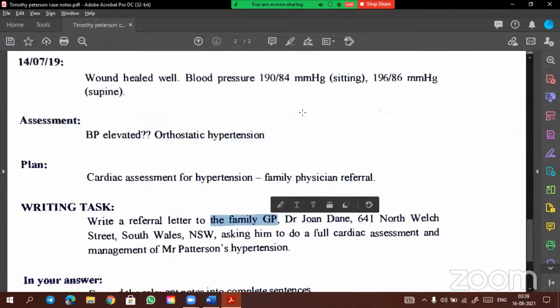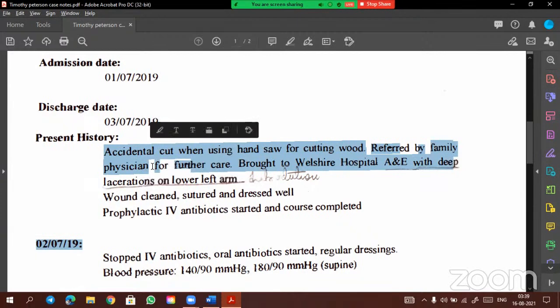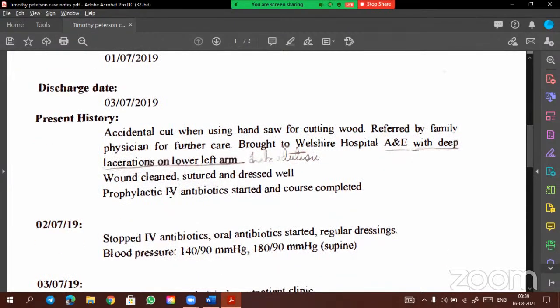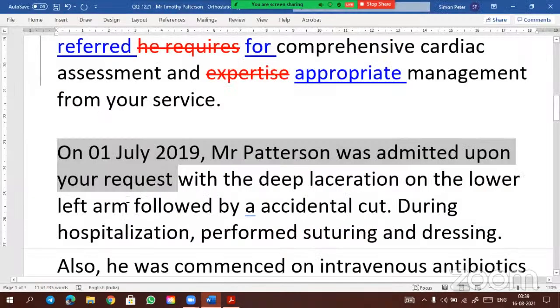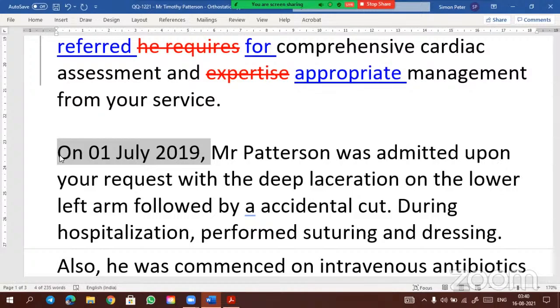The family GP. Already referred by family GP. So he only referred. So there's the clear cut picture, right? Consider this. This is how you have to think about things. So on 1 July 2019, referral is a letter. I refer you somebody. That means that person doesn't know you and you don't know that person. That is what is called a referral.